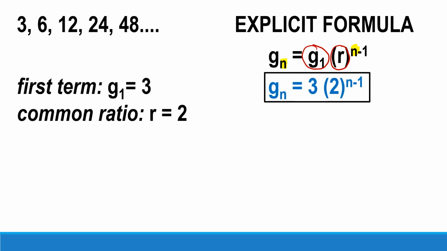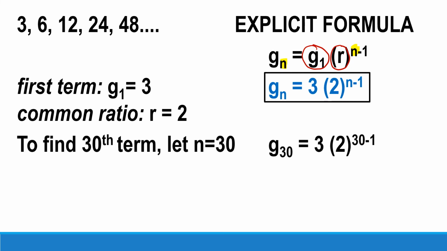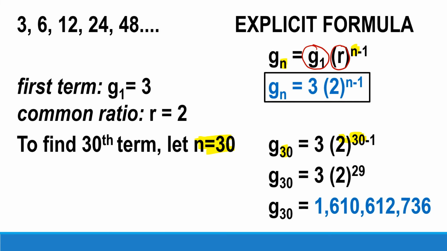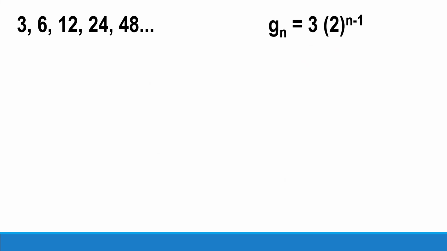So taking the first term, which is 3, and taking the common ratio, which is 2, I'd be able to rewrite the formula as 3 times 2 raised to the n minus 1. And if I wanted to find the 30th term, now is the time you take the value of n and you plug it into those spots right there. And you would say 3 times 2 to the 29th, which works out to be 1,610,612,736.